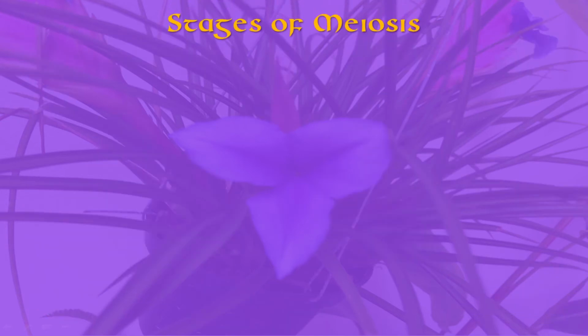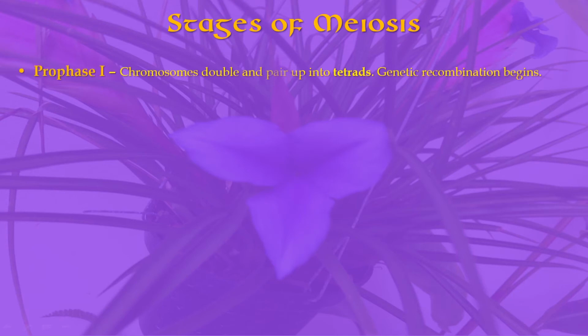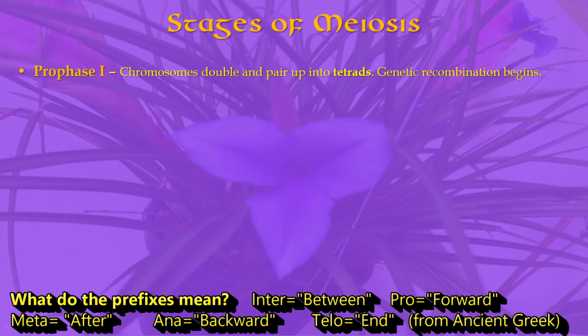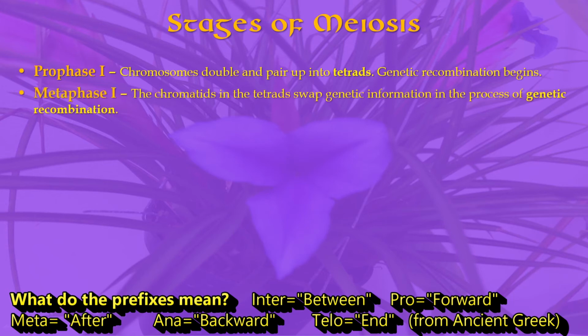Just like mitosis, we use the same names for meiosis, but there is a slightly different process. Prophase 1 is when the chromosomes double and they also pair up into tetrads, so each tetrad is 2 chromosomes and 4 chromatids. Tetra is a prefix that means 4. Genetic recombination starts here, which is when the genetic material is swapped between chromosomes, and it continues in metaphase 1, where genetic recombination completes and you end up with chromatids that are all completely different from each other.